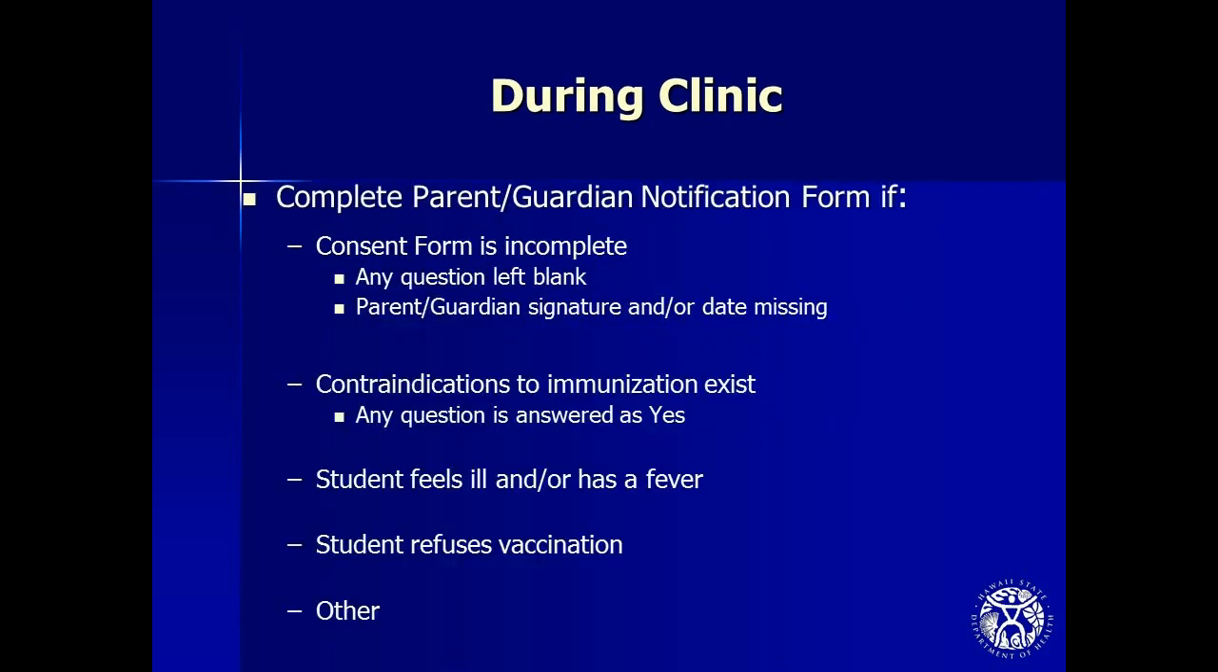If the child is not vaccinated, please indicate the reason on the parent-guardian notification form. Reasons may include incomplete consent forms, when a question is left blank, or the parent or guardian's signature or date of the signature is missing. It also includes contraindications to immunization, which would be indicated if any question on the consent form was answered yes. Complete the parent-guardian notification form if the student feels ill, or has a fever, if the student refuses the vaccination, or for any reason that would result in the child not being vaccinated, for example, having been vaccinated prior to the school flu clinic.